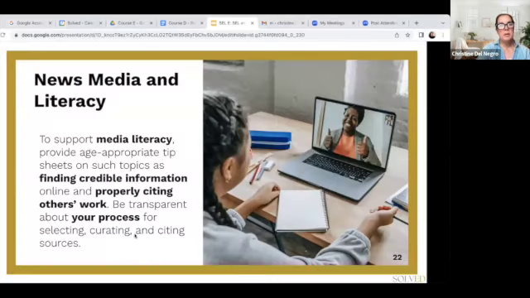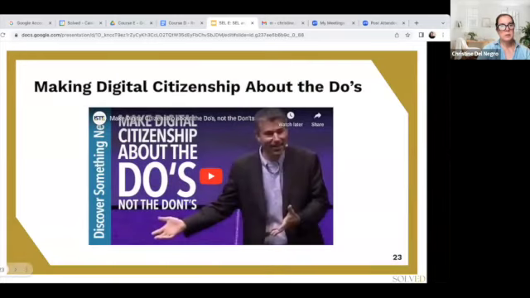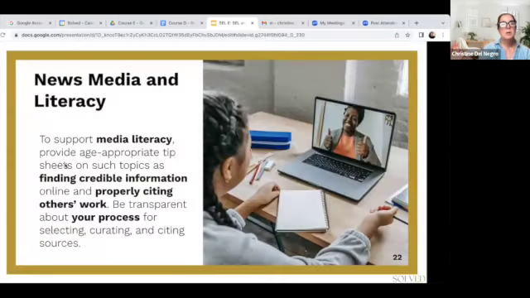Okay, news media and literacy. So to support media literacy, you want to provide age-appropriate tip sheets on topics like finding credible information, properly citing others' work. You want to be really transparent about your process for finding your sources and selecting them, so that students know it's really not okay to use something from someone else without citing it appropriately.